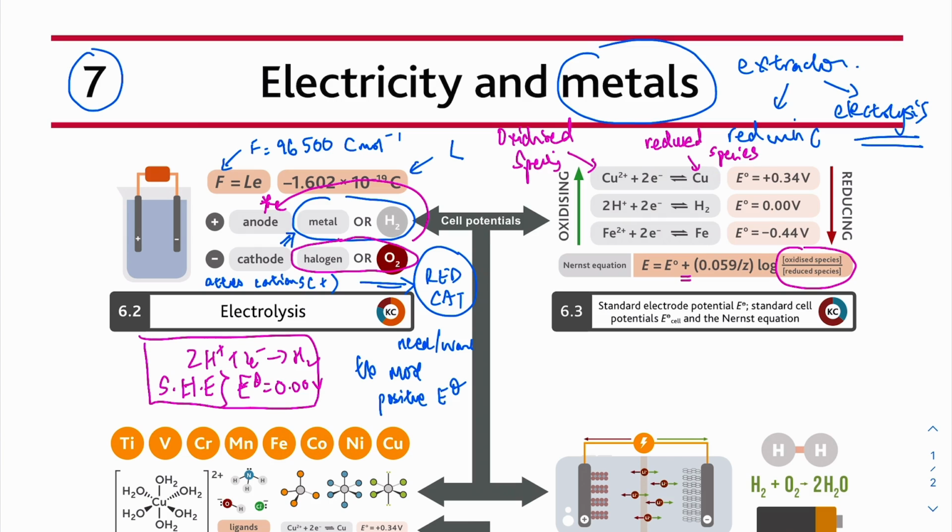So if you look at the data booklet, all of them are shown as reduction potential. So that means the oxidized over the reduced species is the left hand side over the right hand side, assuming you have set them up as reduction potential equilibrium. Okay.